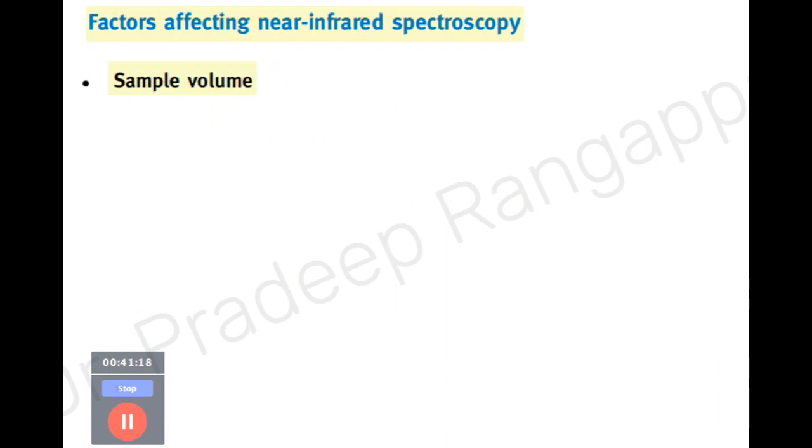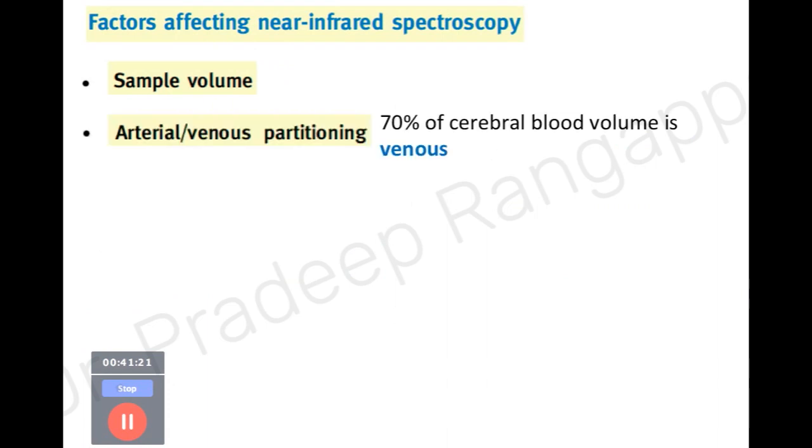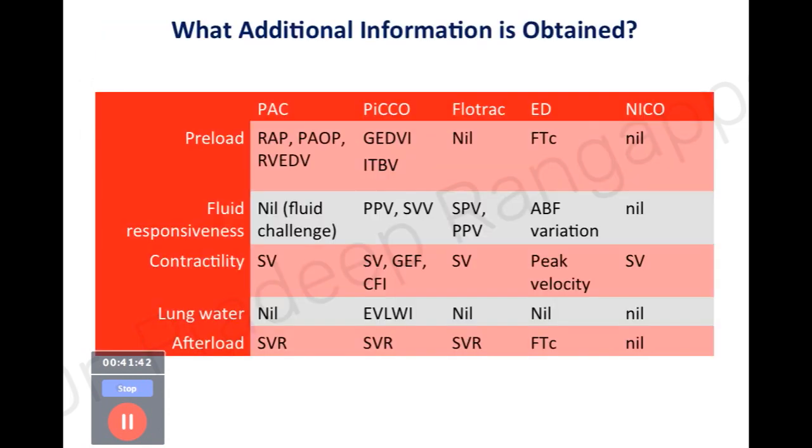So what are the factors affecting near infrared? Sample volume and arterial venous partitioning. Because if you are directing this probe at a place where there is disproportionate arterial and venous partitioning, then obviously it has a bearing on misinterpreting the cardiac output. Because 70% of the cerebral blood flow is venous, that may not be the best place to determine your cardiac output.